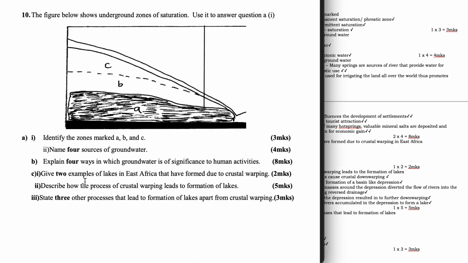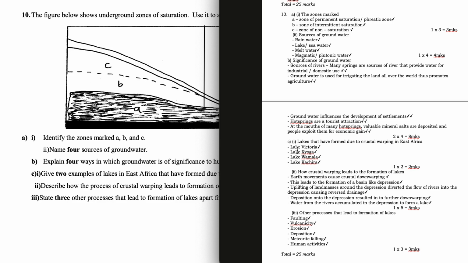Question C1. Give 2 examples of lakes in East Africa that have formed due to crustal warping. We have Lake Victoria, Lake Kyoga, Lake Wamala, and Lake Kachera.